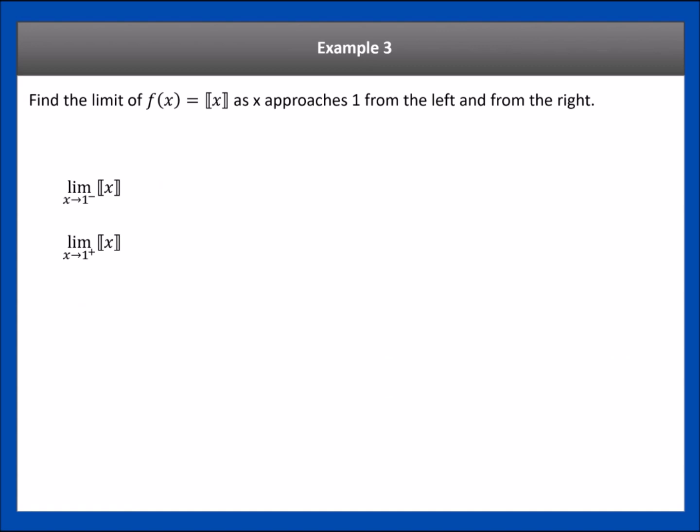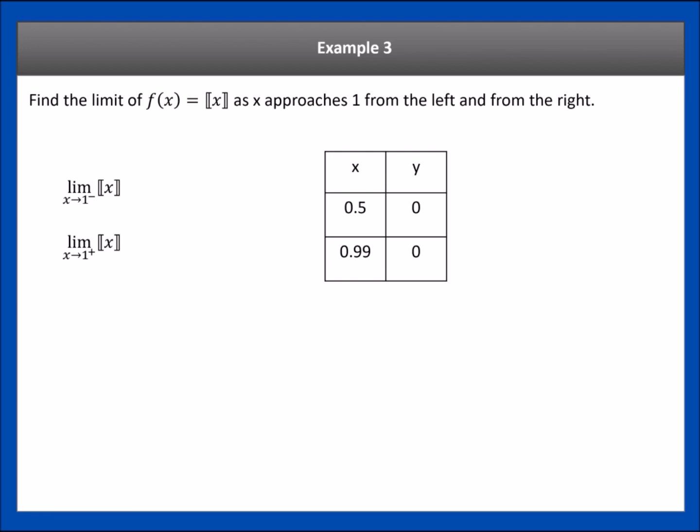Okay. All right, so example 3. Let's look at the greatest integer function and evaluate the limit as x approaches 1 from the left and 1 from the right. So if I do 1 from the left, let's look at some numbers. If I plug in 0.5 versus 0.99, notice that I'm doing this because I'm approaching 1 from the left side, right? But they're both going to be 0 because 0 is less than or equal to 0.5 and 0 is less than or equal to 0.99, right? So it's going to be 0. So we know the left side limit is 0.